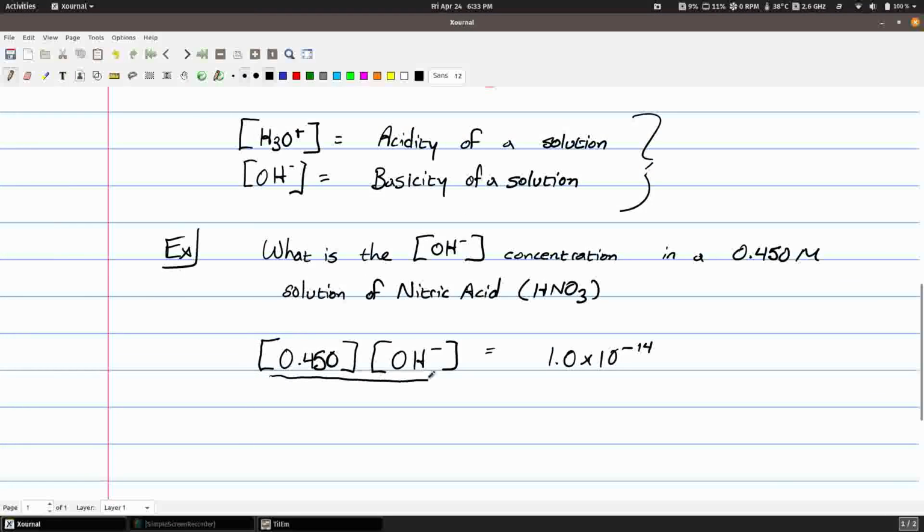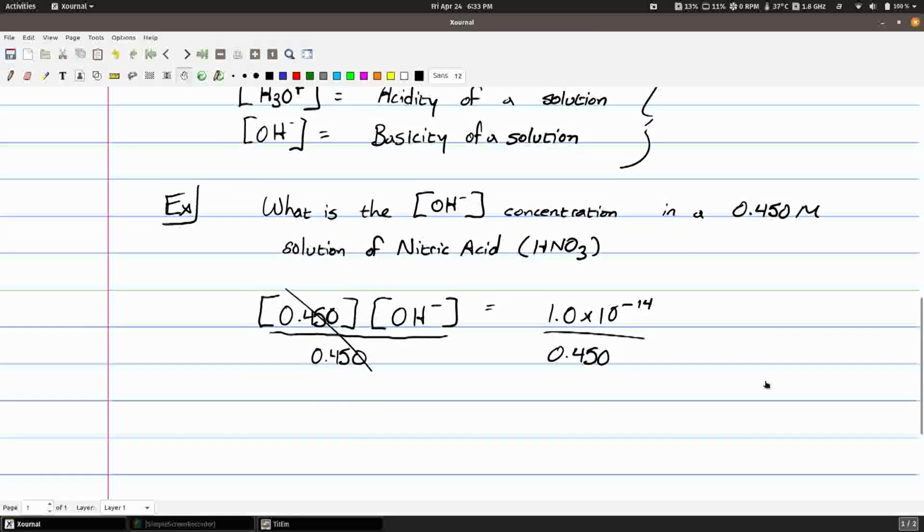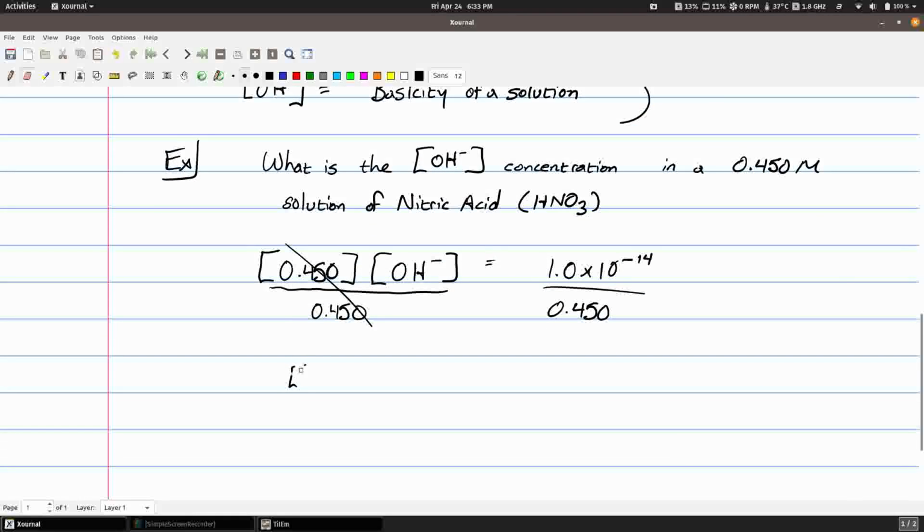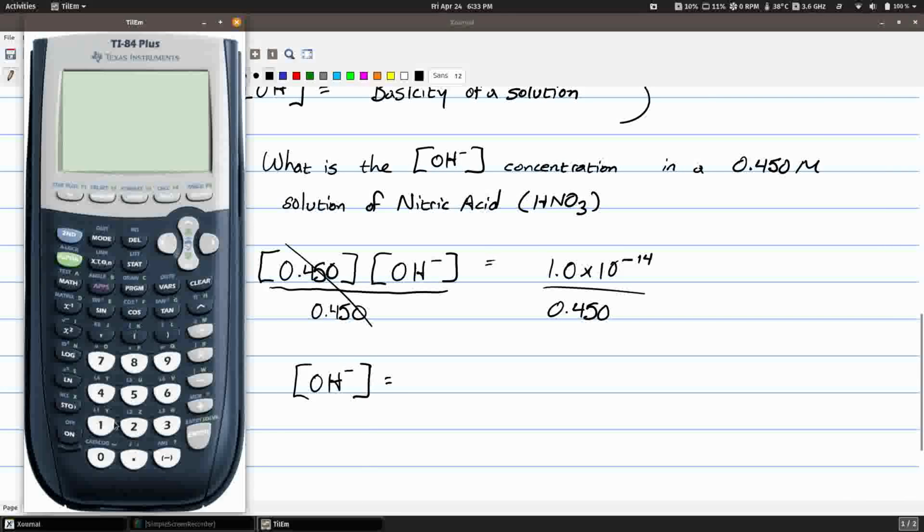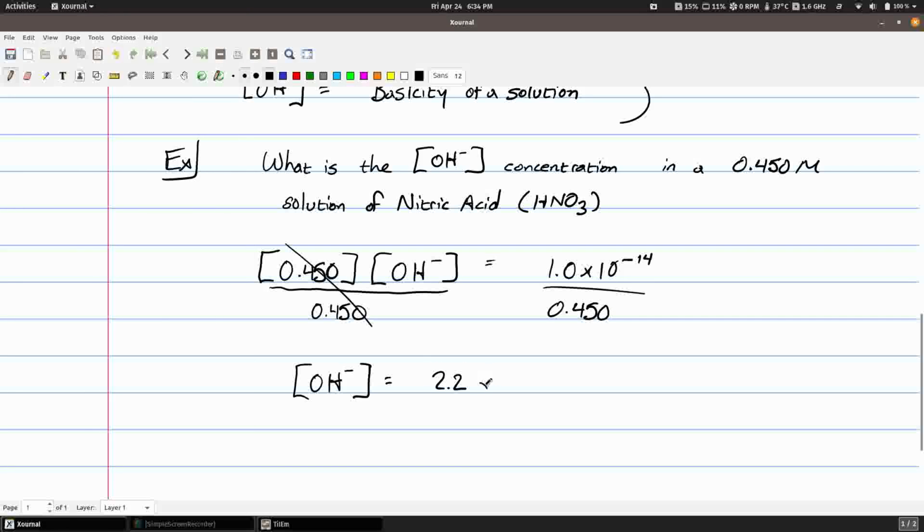So to solve this, we divide by 0.450. That cancels, and divide by 0.450. And then this is going to give us our hydroxide concentration. It's super simple. I know a lot of you are probably happy after all the gas law and colligative property stuff, but trust me, this does get harder. This is just the bare basic stuff. So our hydroxide concentration is 2.2 times 10 to the negative 14. And then that would be your answer right here.